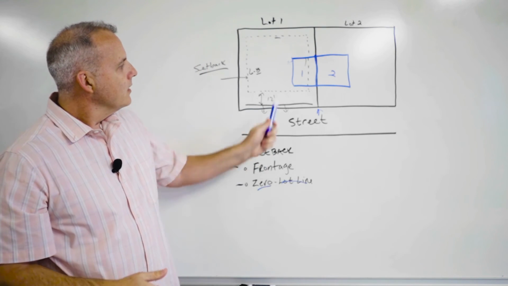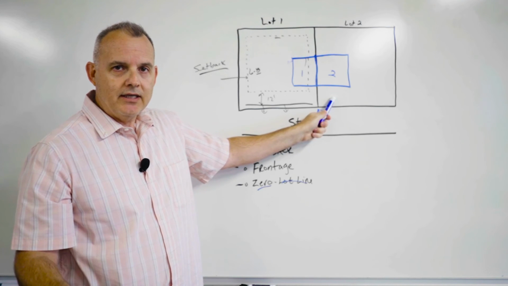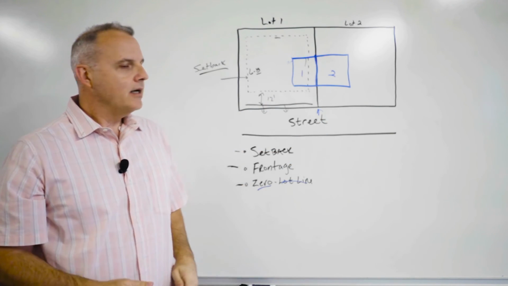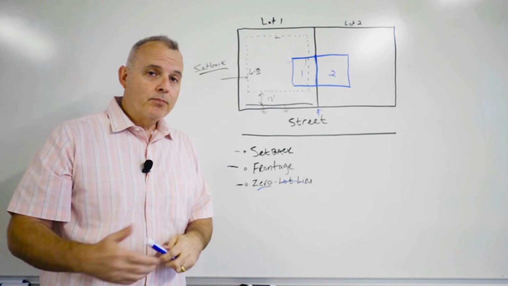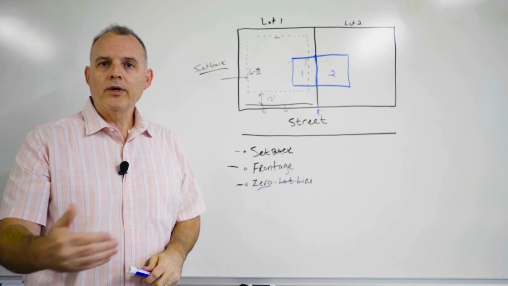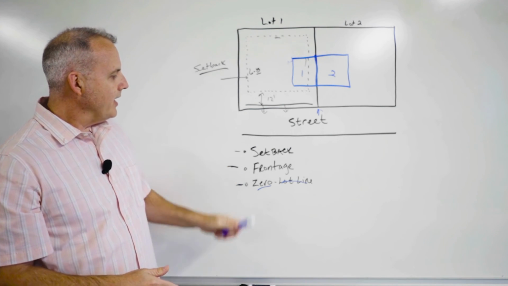All right? 2 separate lots, 2 separate individually deeded lots with an improvement on it. It's just they are connected together. It looks like a duplex. However, each one is independently owned with a deed. So that is a zero lot line, frontage, and a setback.